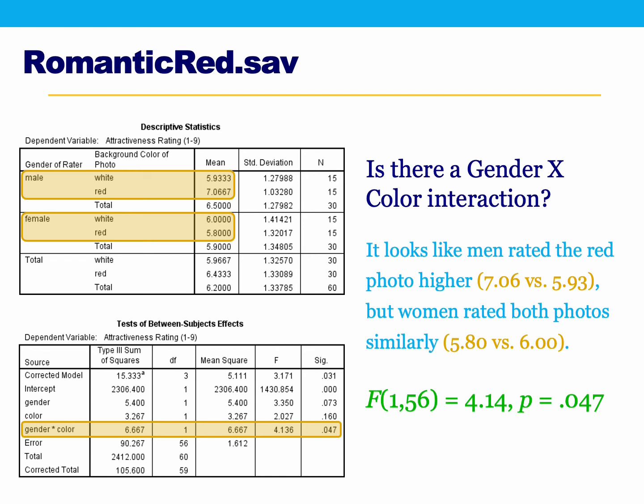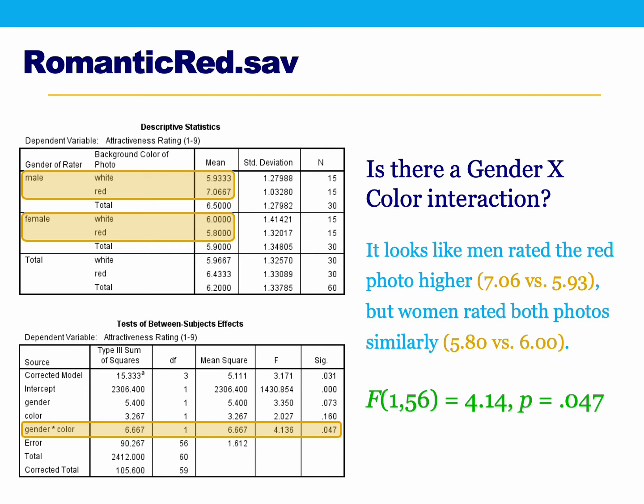But if we look at the difference in attractiveness for the white versus red photo for females, we see that it's 5.8 versus 6. So just eyeballing those means, it looks like we would have an interaction because males are clearly rating the red photo as more attractive, but the women are rating both photos as equally attractive.